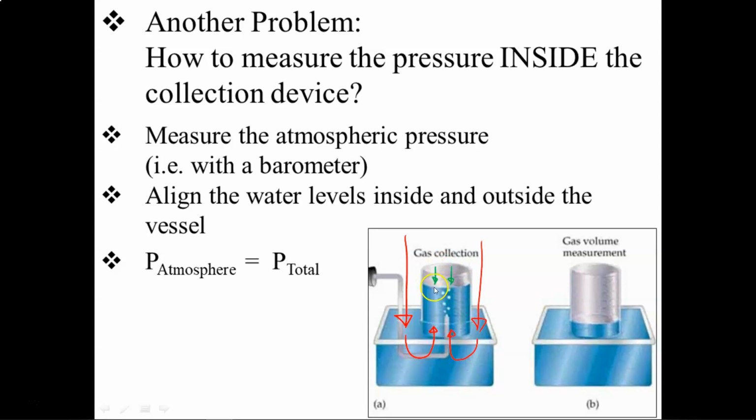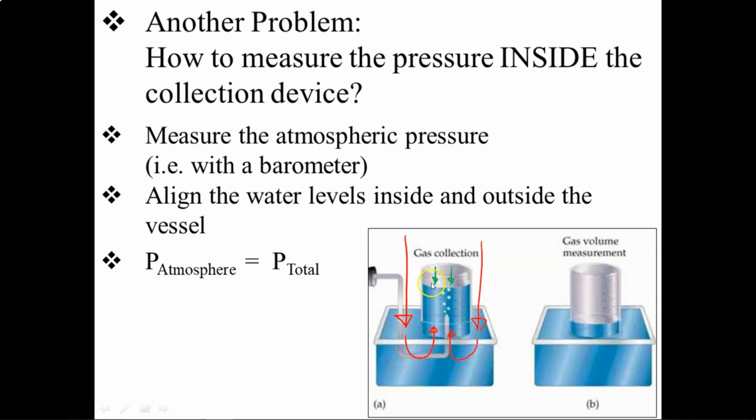But so long as that water line remains still, you know that the pressure outside, the atmospheric pressure, is equal to the total pressure inside the gas collection device. As such, there is no need for you to shove a barometer in there. Just measure the barometer outside and make sure this water level isn't moving, and you know that the pressure inside equals the pressure outside.